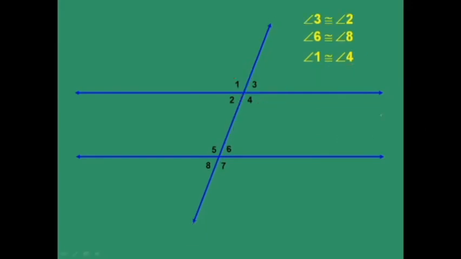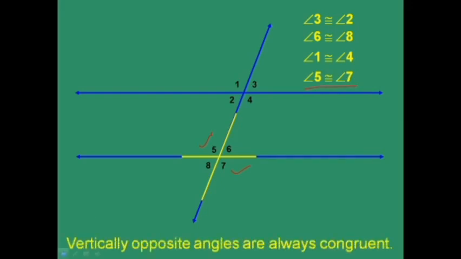Similarly, the measure of angle 5 is the same as the measure of angle 7. So angle 5 and angle 7 are congruent, and they are vertically opposite angles. So vertically opposite angles are always congruent.